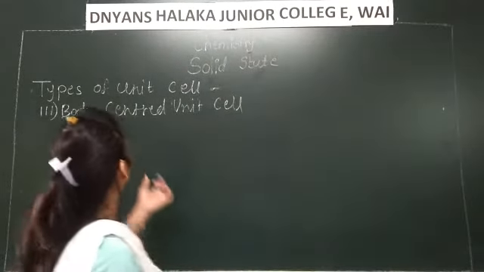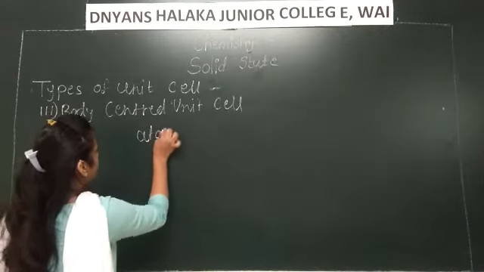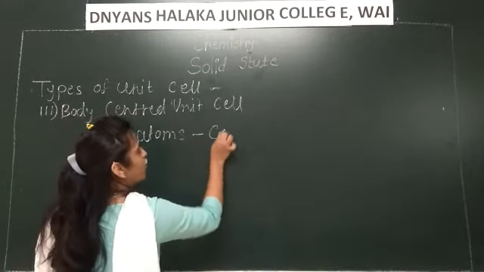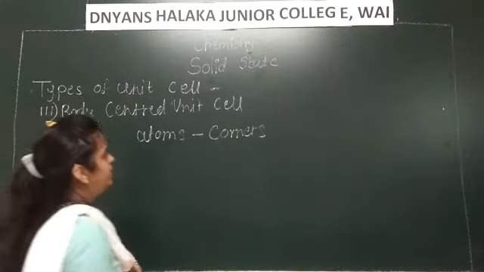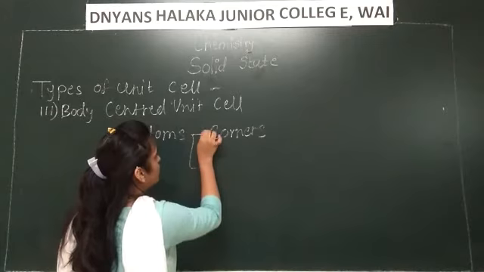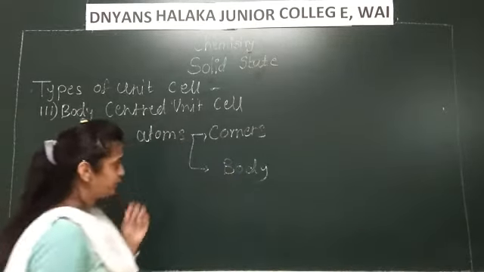So the third type of unit cell, body centered unit cell. So atoms are situated at corners and also in the center of the body of a cube.